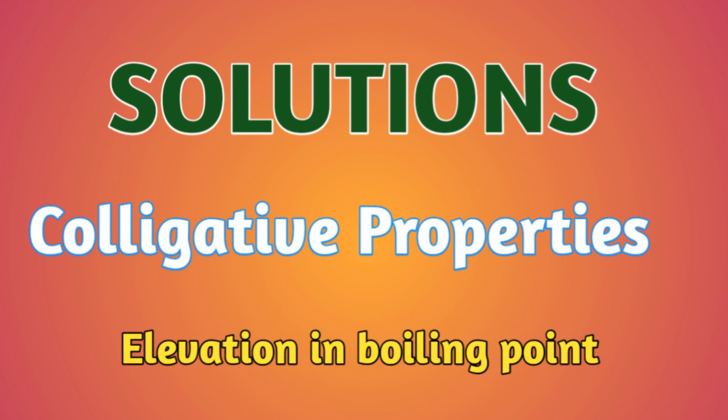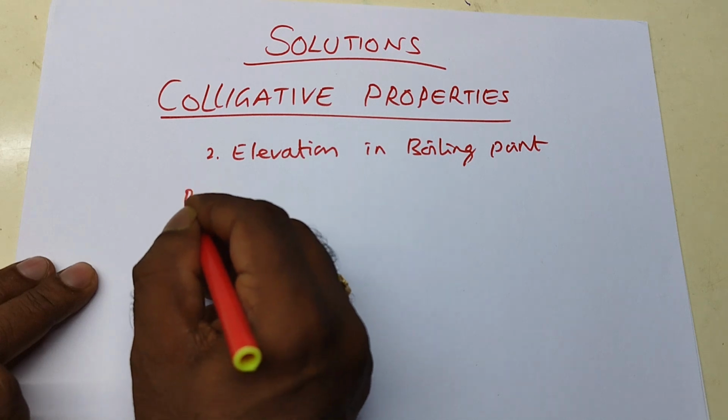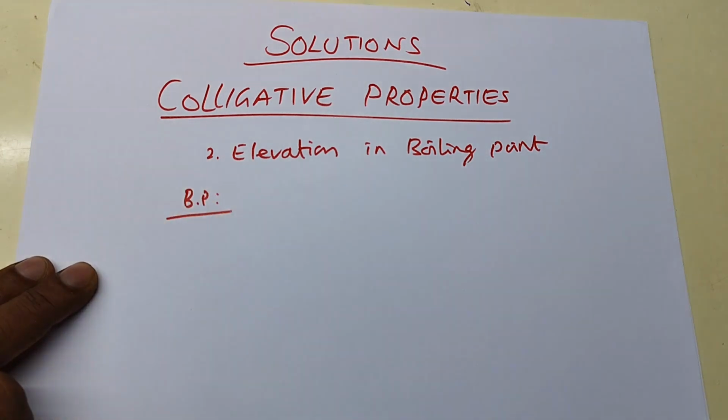First of all, we have to know what is meant by boiling point, or define boiling point. The boiling point of a solution is the temperature at which the vapor pressure of the liquid becomes equal to the atmospheric pressure. That is called the boiling point of a solution.